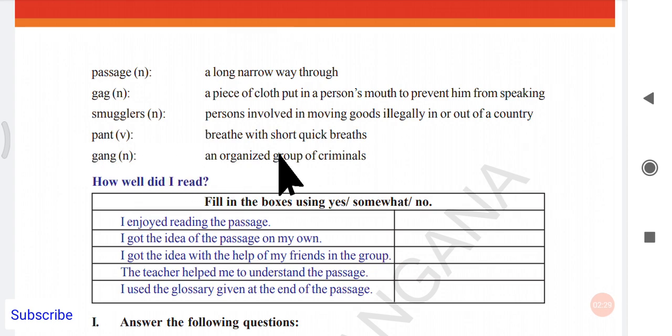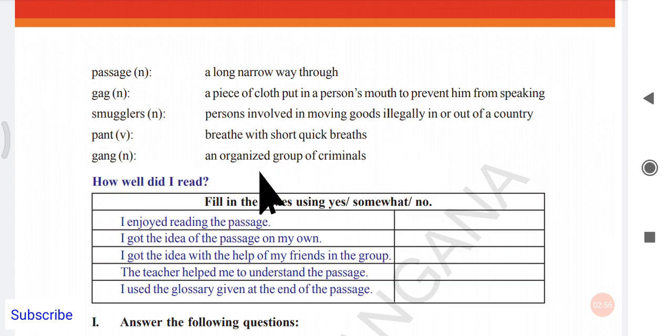Next, pant. Panting in the sense of breathing with short quick breaths. Just like breathing very fast, very speedily. For example, if your normal range of breaths per minute is like 50 to 60 times, then just imagine it doubled. Just breathing very speedily. That is called panting.